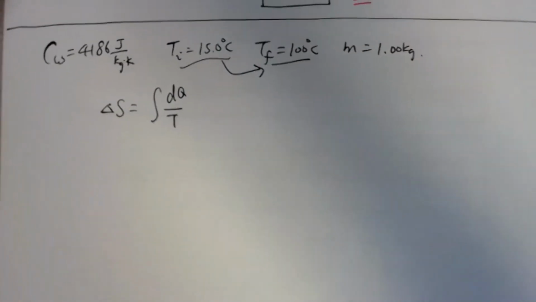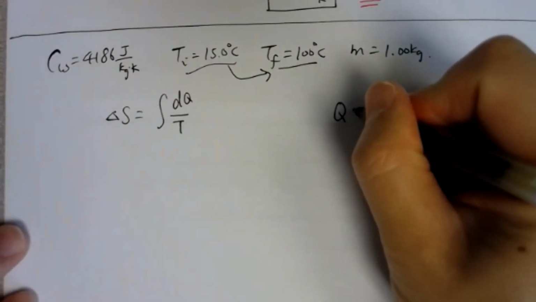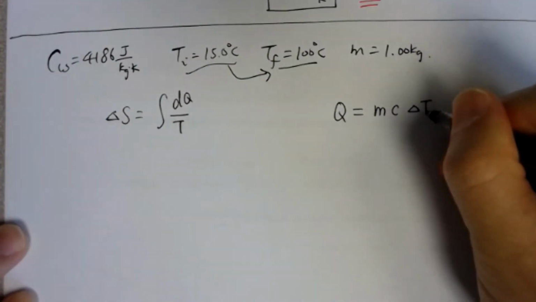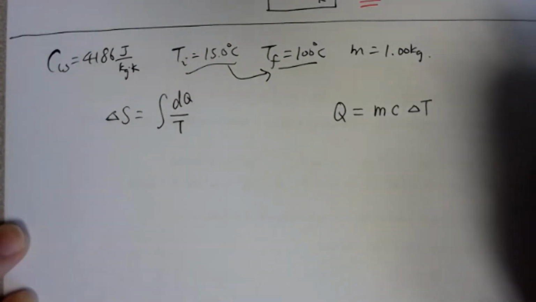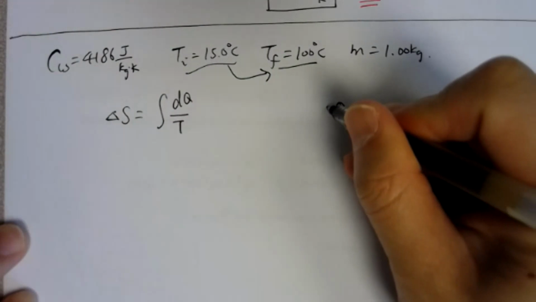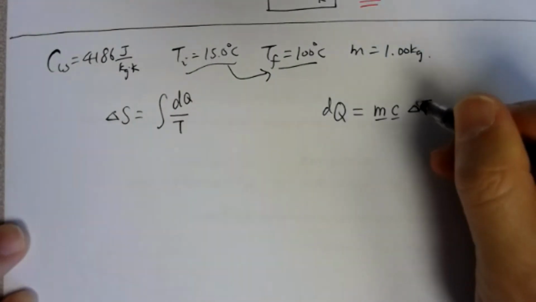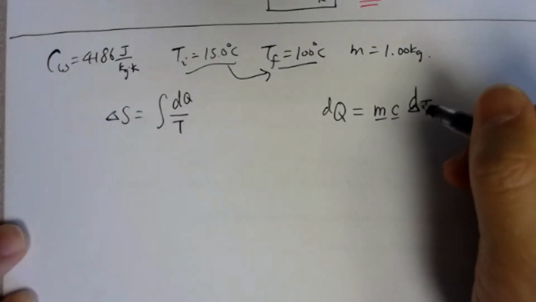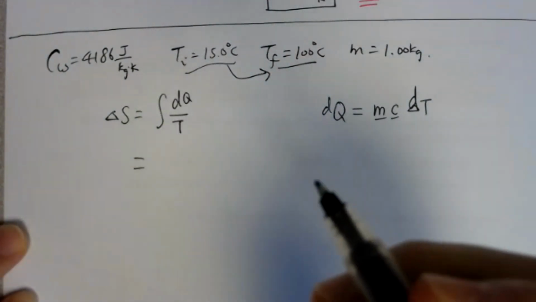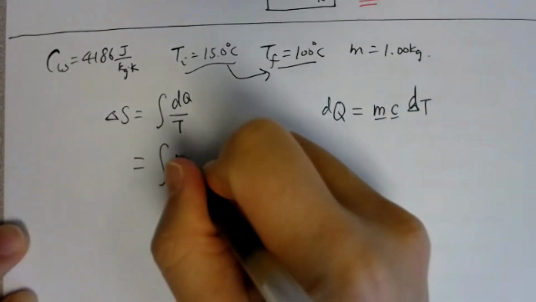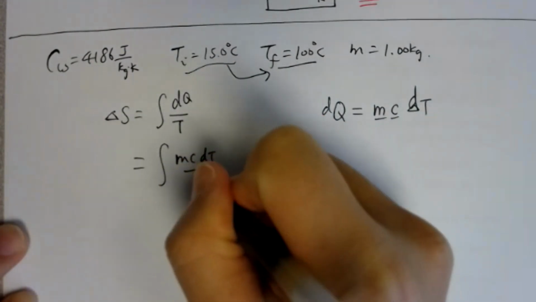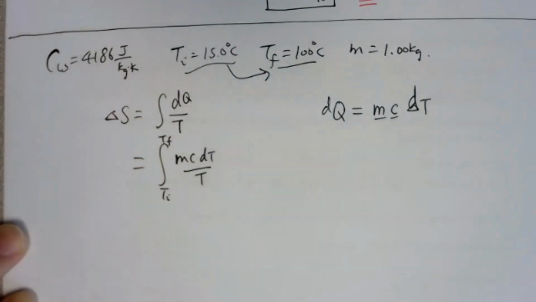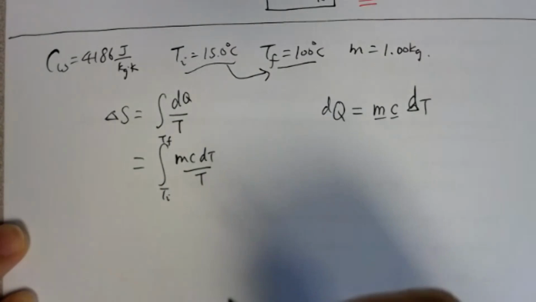Now for the Q, the heat change according to the definition is mc delta T. So dQ, with mass constant and c constant, will be equal to mc times dT. So then this becomes mc dT over T from initial to final. Okay, so this is how you would calculate your change in entropy.